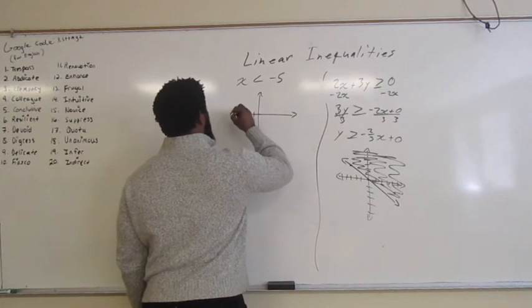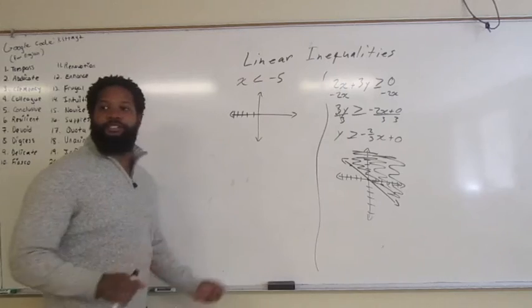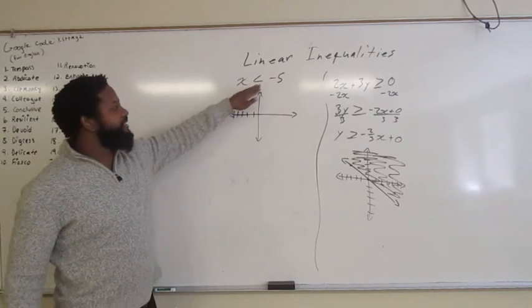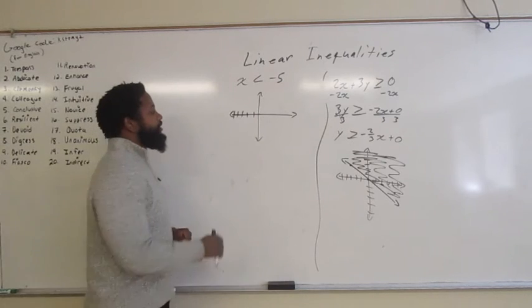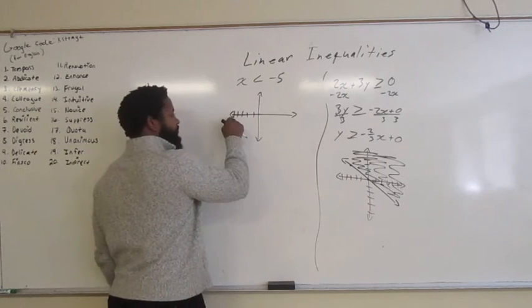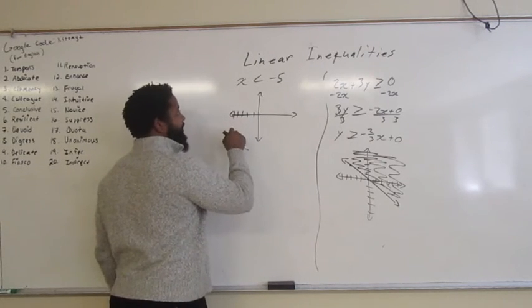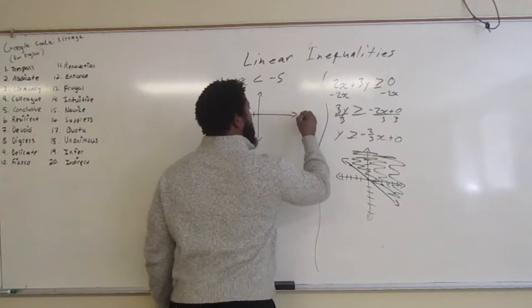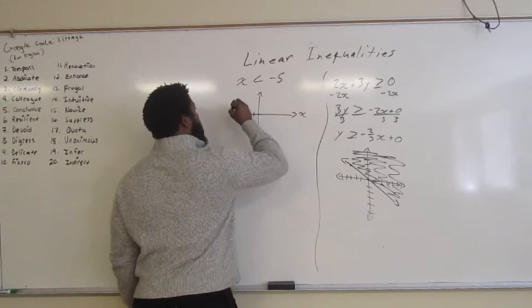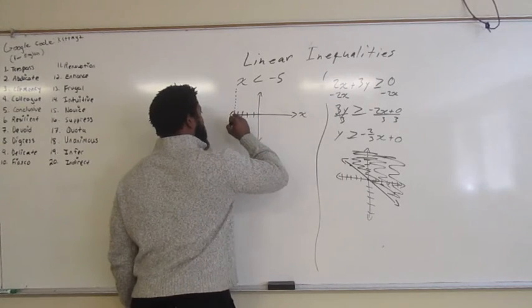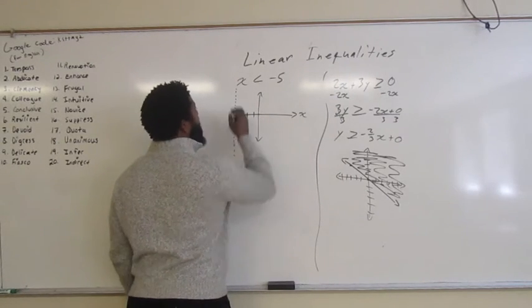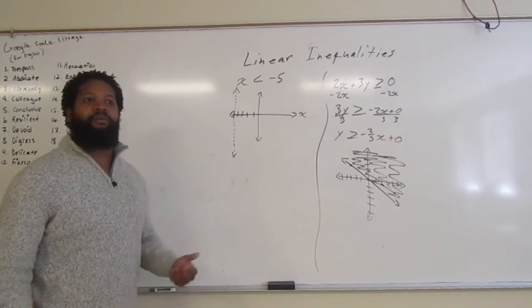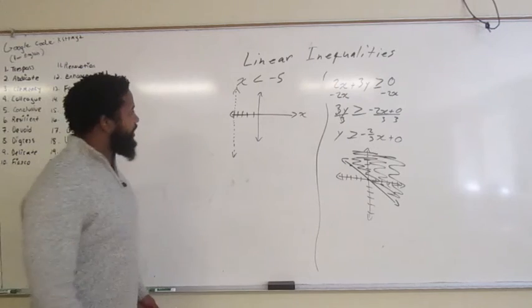1, 2, 3, 4, 5. You should be able to just look at this and tell, okay, x is less than negative 5, right? So obviously, this is the negative 5 right here. What kind of line goes through the x-axis? Dotted. Yes. Okay? And on which side are we going to shade? The left side. Boom.